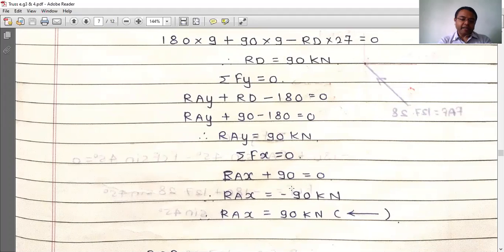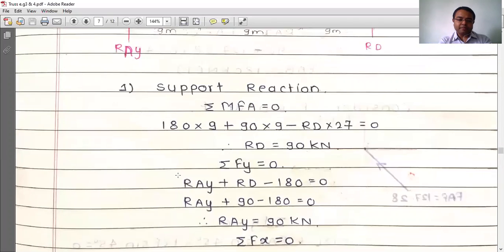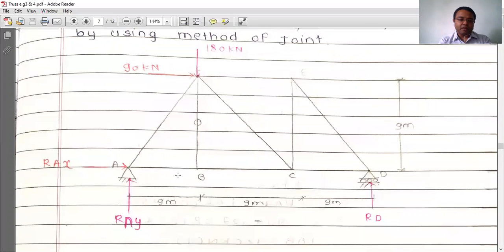So here we are getting RAX as negative because of the direction we assumed. Just come to this diagram. Apply summation Fx equal to 0. Okay, so RAX going towards right, that's why take positive. This 90 kilonewton is also going towards right. Take it as positive. So 90 plus RAX is equal to 0. So from this you can get the value of RAX as 90, but we are getting the answer minus.